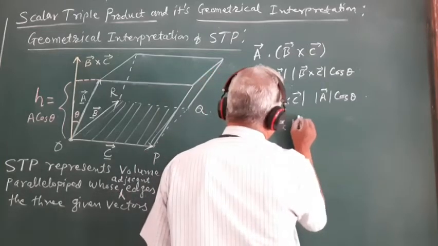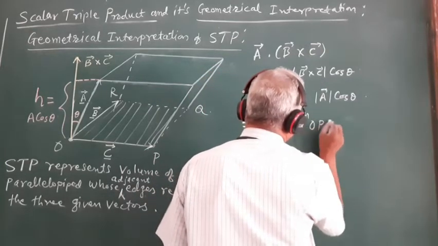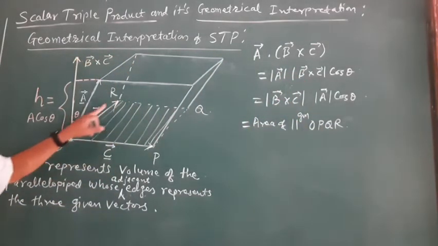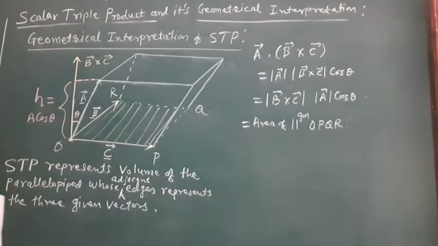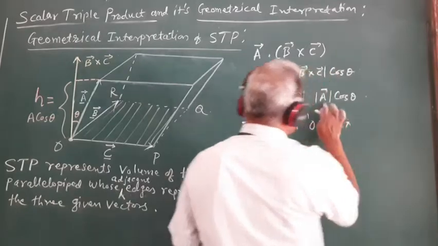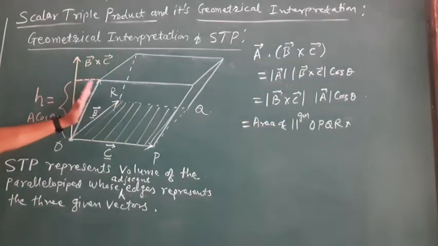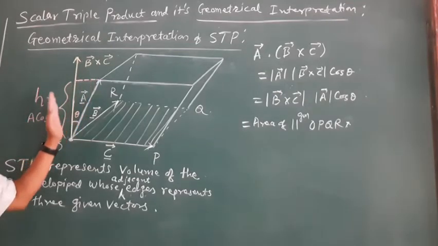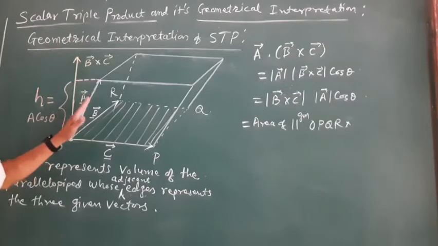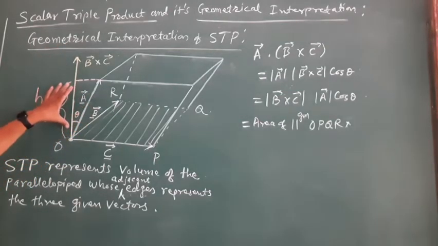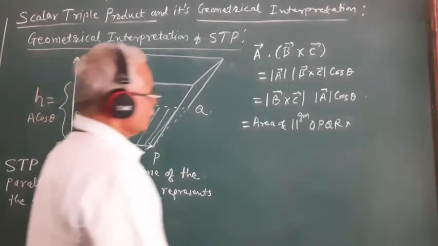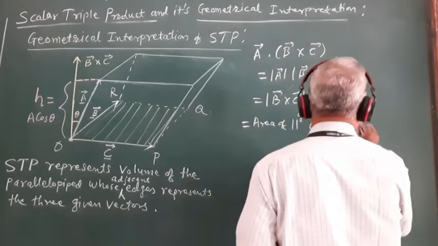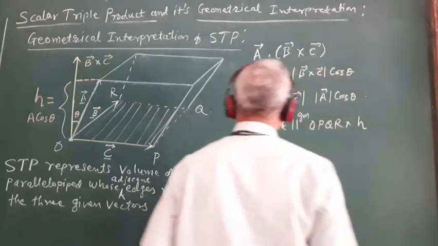of parallelogram OPQR. Modulus of b bar cross c bar is nothing but the area of this parallelogram multiplied by what is a cos theta? A cos theta is nothing but the component of a bar in the direction of b bar cross c bar. This is nothing but the height h of the parallelepiped. So area of the parallelogram multiplied by height h. So this a cos theta is h.